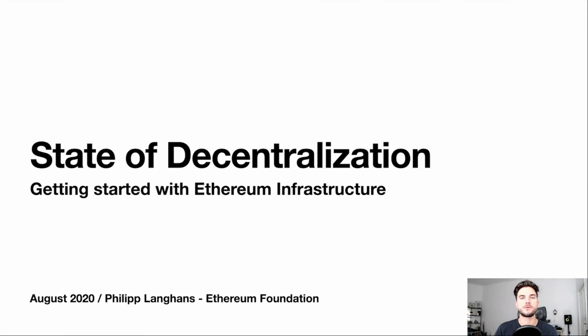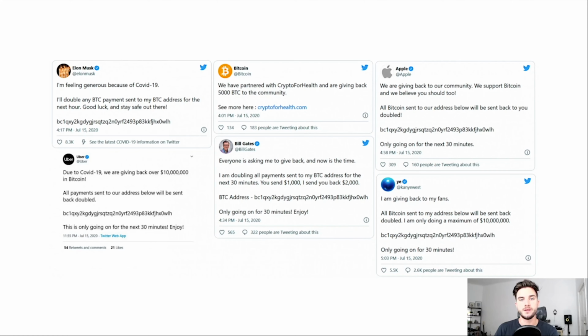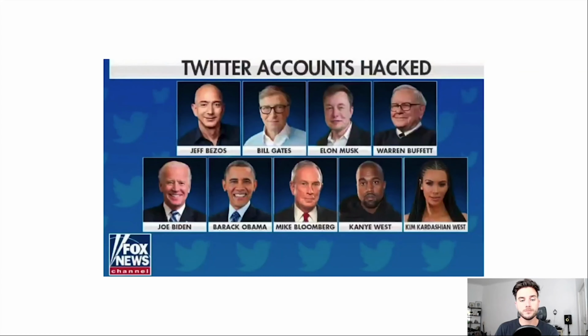But before we talk about the state of decentralization, let's talk about the state of centralization. I bet you've all seen the attacks on Twitter 2 weeks ago. I think one of the most interesting aspects of these attacks is that in order to get access to all the accounts that got compromised, the attackers only had to get access to a single Twitter employee account. This means they did not even have to hack into the system. Maybe they just bribed someone or threatened or blackmailed someone.